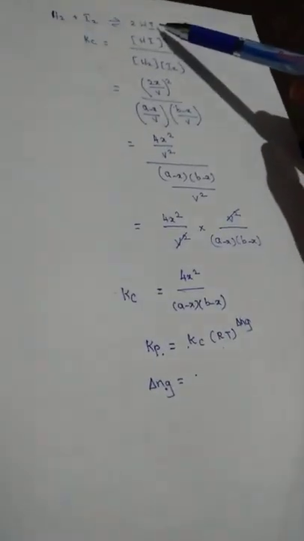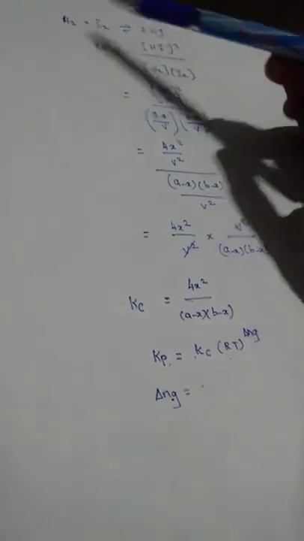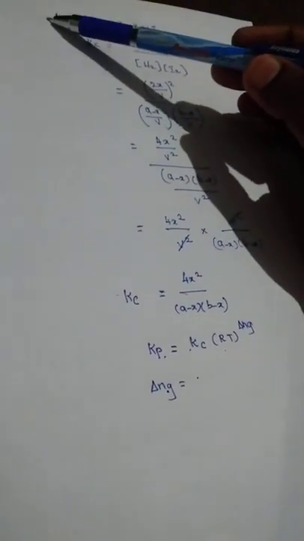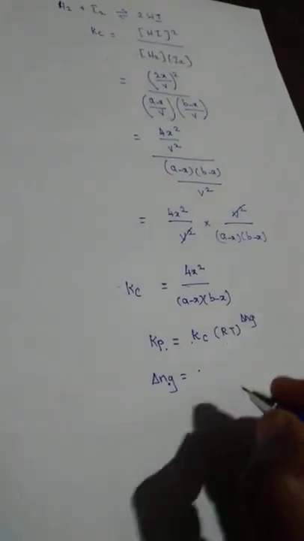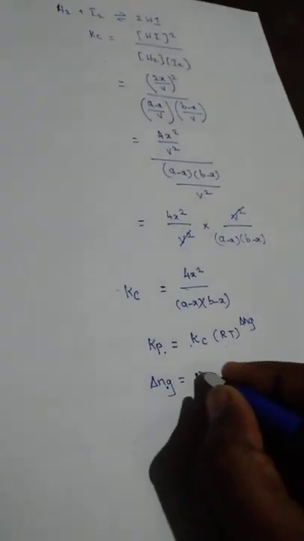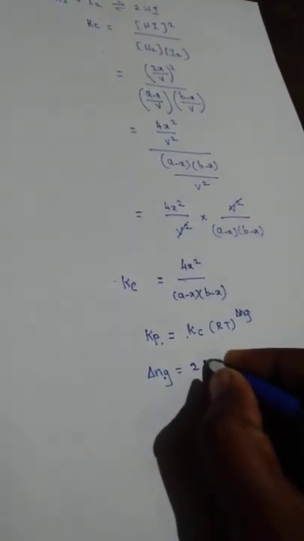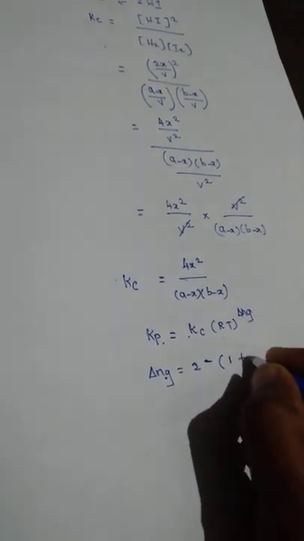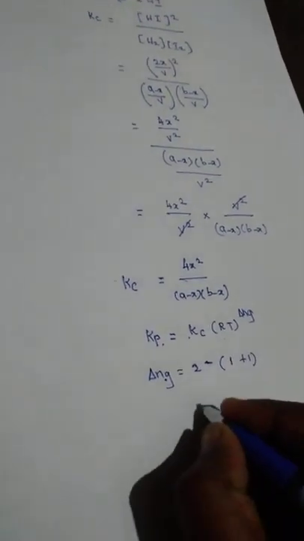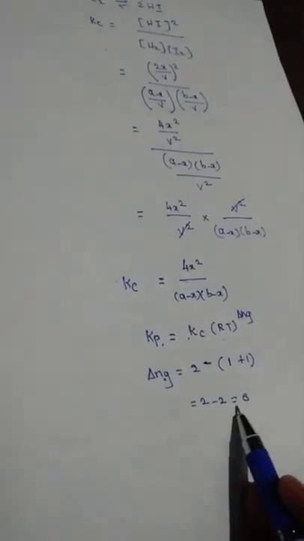So here, can you tell the number of moles of product? 2. And number of moles of reactant? Hydrogen 1, iodine 1. So can you tell the answer delta Ng? Product number of moles 2 minus reactant side hydrogen 1, iodine 1. So 2 minus 2 is equal to 0. So delta Ng value is 0.